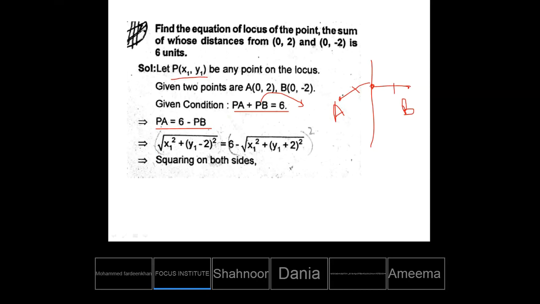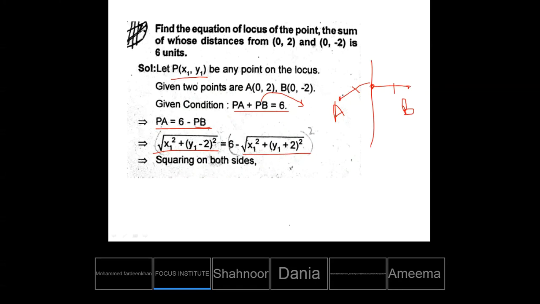So what is PA? PA is nothing but the distance between (x1, y1) and (0, 2). So by applying the distance formula, you will get root of x1 whole square plus (y1 minus 2) whole square is equal to 6 minus PB. What is PB? It is nothing but the distance between (x1, y1) and (0, minus 2). So you will get it as root of x1 square plus (y1 plus 2) whole square.